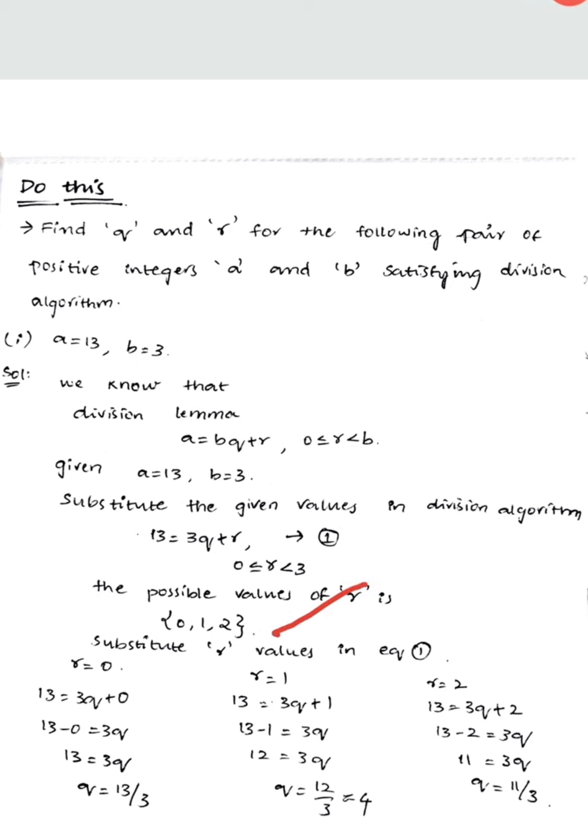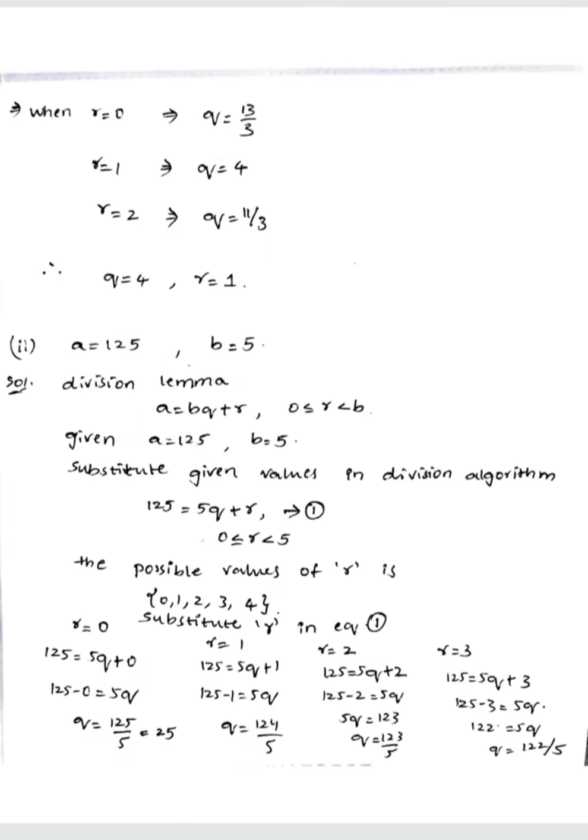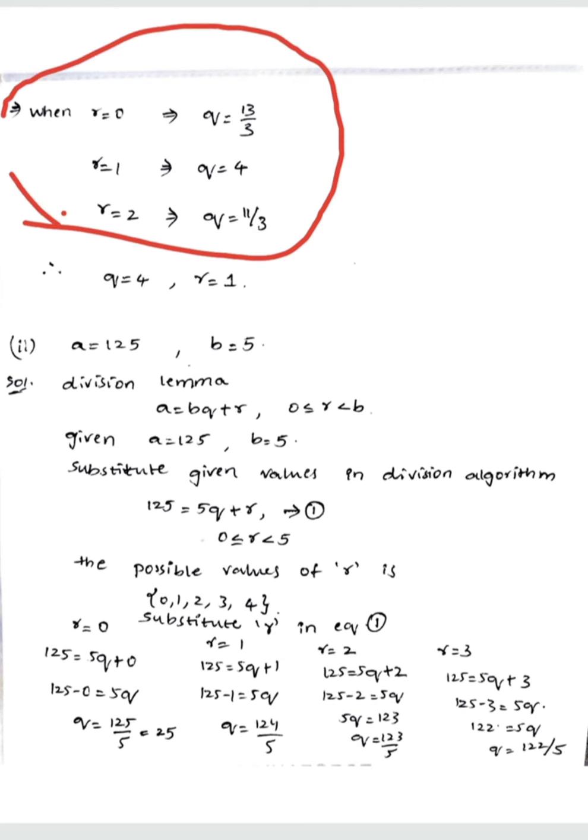So when we substitute these r values in equation 1, we got 3 different unique pairs. That is, when r equal to 0, q equal to 13 by 3. When r equal to 1, q equal to 4. When r equal to 2, q equal to 11 by 3. Now this is what I have written here, all the r and q values which we have got in the previous step. Now what is the final answer? What do we need to choose?